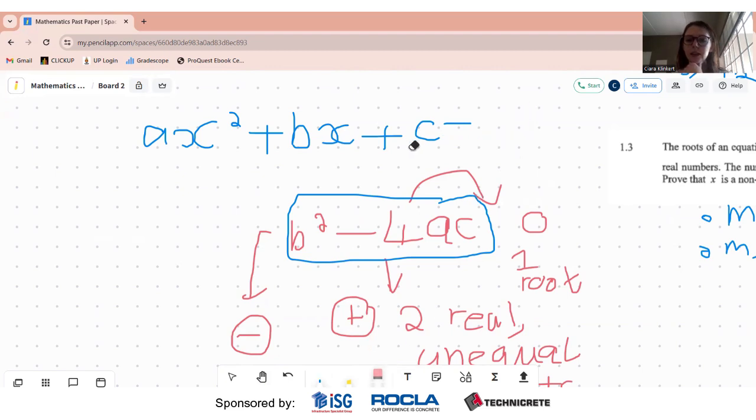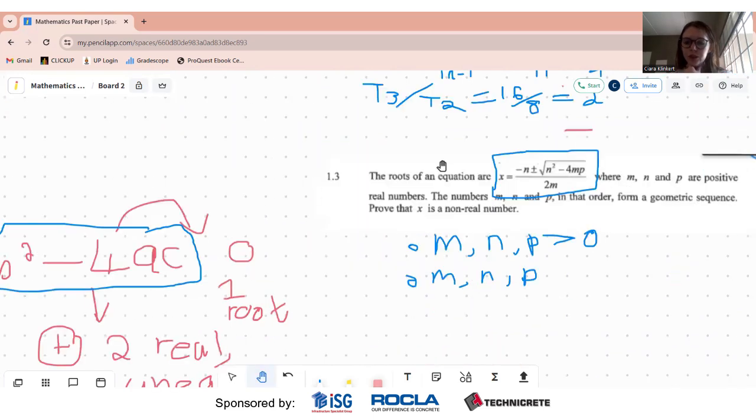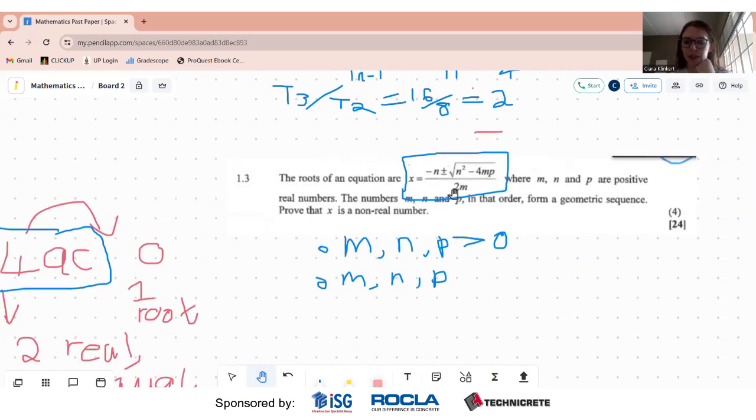But in the case of our question, they've actually given us the form of x. So it's a bit different. They haven't given us an equation. They've given us what form the solution will take. And do you see here that there is a square root? Okay. And what is going to make my solution real, or my roots real or non-real, equal, unequal, is all determined by what's in that root.